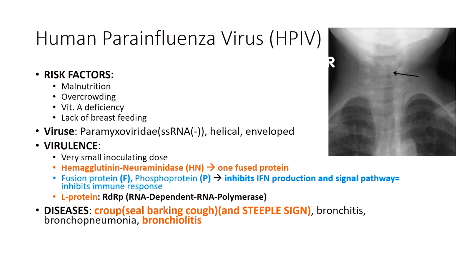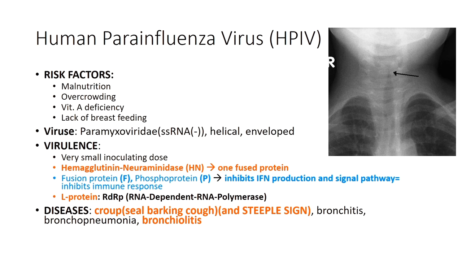So let's talk about one of these viruses. The first one we're going to get to is human parainfluenza virus, or HPIV. The most common strain is HPIV-1. So risk factors for these are going to be malnutrition, overcrowding, vitamin A deficiency, and lack of breastfeeding. This is because breast milk gives us some IgA. Why? Because we know as students at SGU that we go to IgA to get our milk. And so therefore, that is the immunoglobulin that you find in breast milk, and that's IgA.